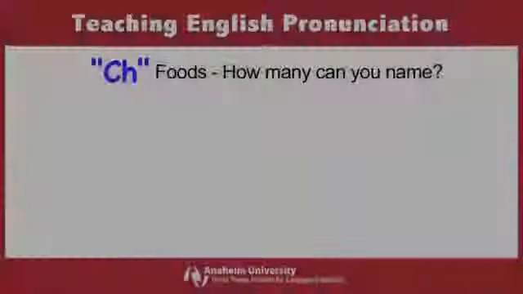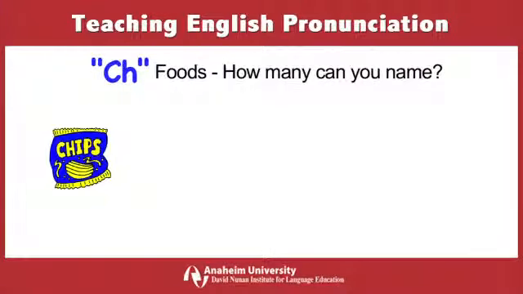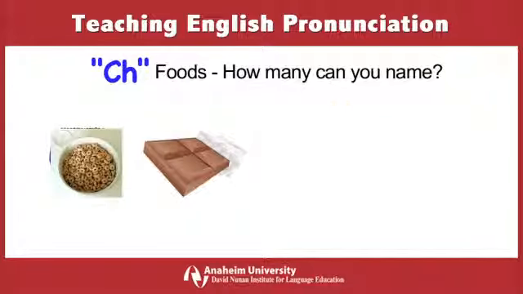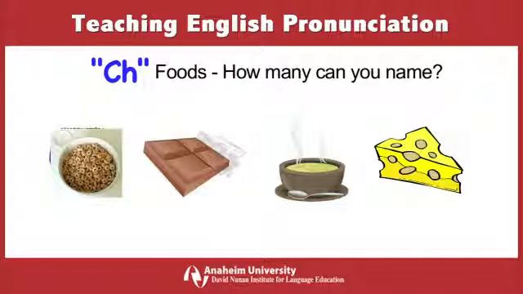Let's say you have a group of learners that particularly like food. Well, you can have an alternative version of that activity. Instead of naming animals that begin with ch, you would ask them to think of foods that begin with the ch sound. How many can they name? Some examples that they might come up with would be chips, chili, chicken, Chinese food, cheeseburger, Cheerios, chocolate, chowder, and cheese. There's quite a lot for that group.